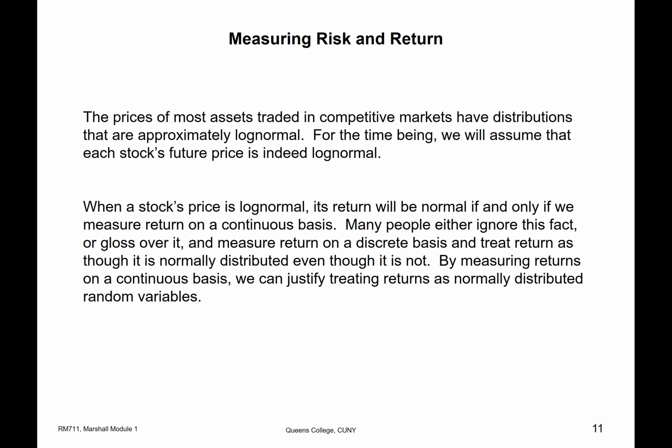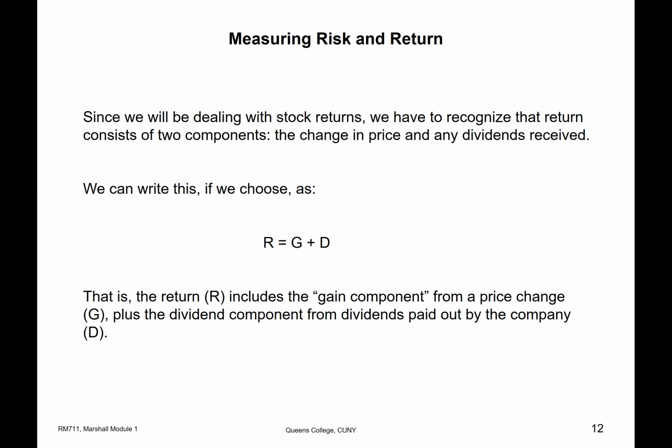Instead of return that is just compounded once per year, discrete returns, here we look at it as if it's being compounded continuously throughout the year or throughout the time frame. Basically, you're earning interest every millisecond, if you will, right? That's the logic here. Since we're dealing with stock returns, we want to recognize that there are two components. One is the change in price, and the other piece is the dividends that we receive. So the return includes the capital gain or loss from a price change, plus the dividend component from dividends that are paid out by the company.